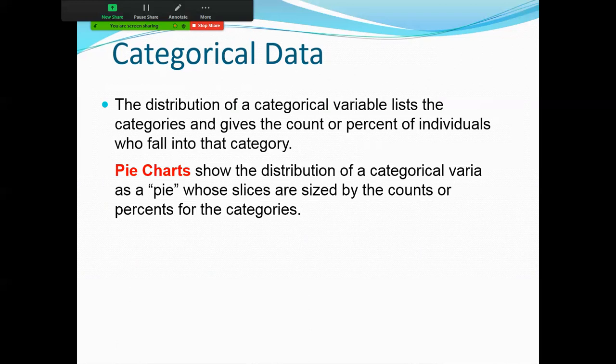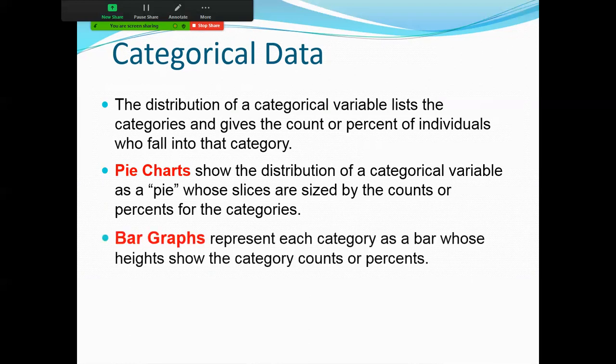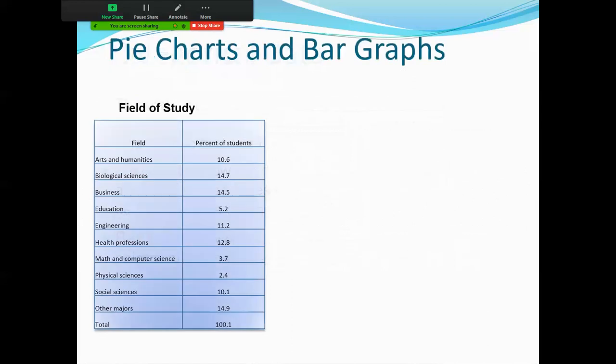Pie charts show the distribution of a categorical variable as a pie whose slices are sized by the counts or percents for the categories. Bar graphs represent each category as a bar whose heights show the category counts or percents. Here is an example of a distribution for categorical data.